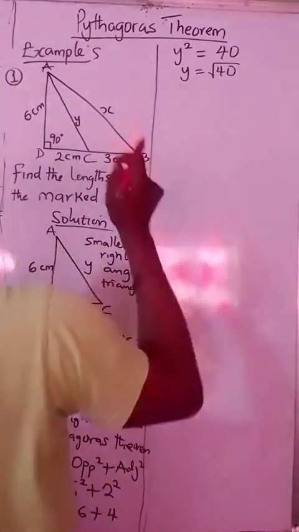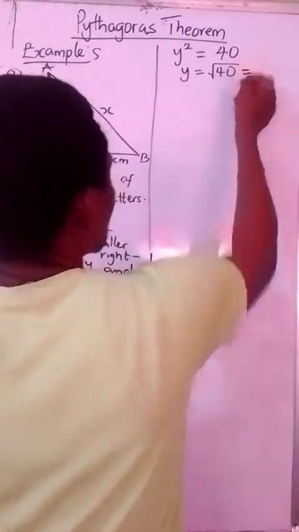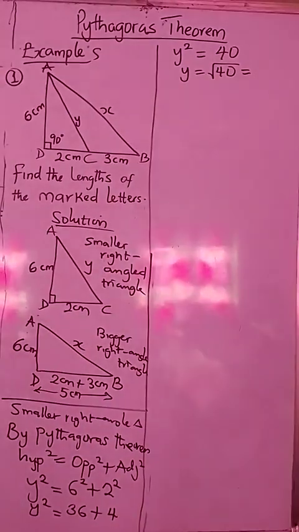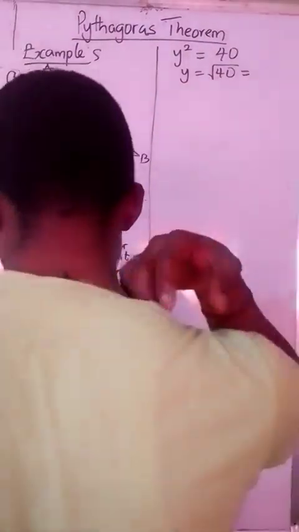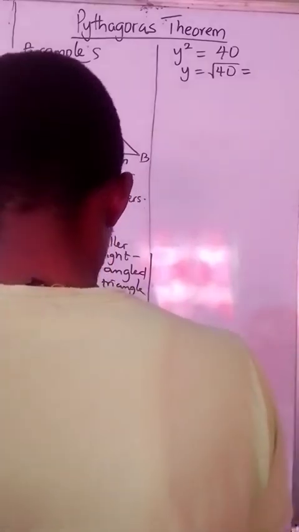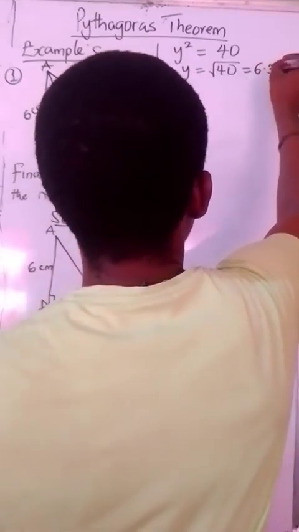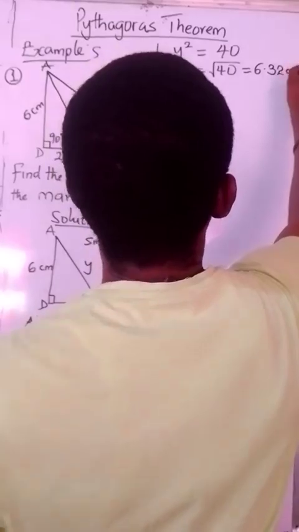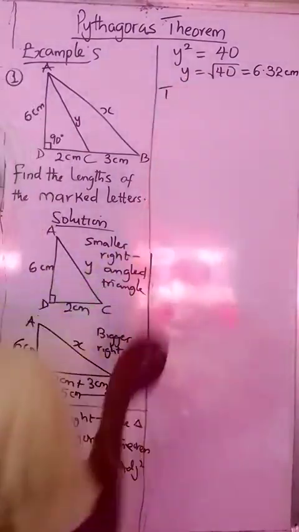So now for our x. If you have a calculator, you can solve by calculator. By calculator, our root 40 will be 6.32 centimeters. Alright? So that is how we find our y.